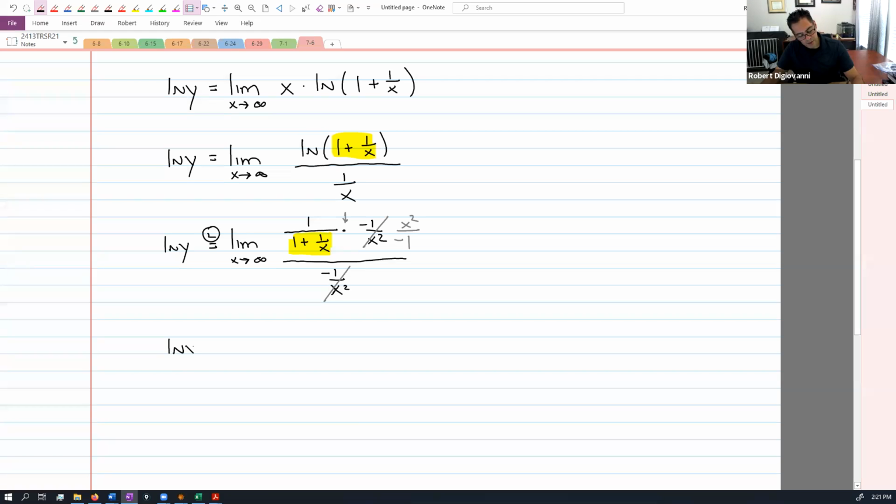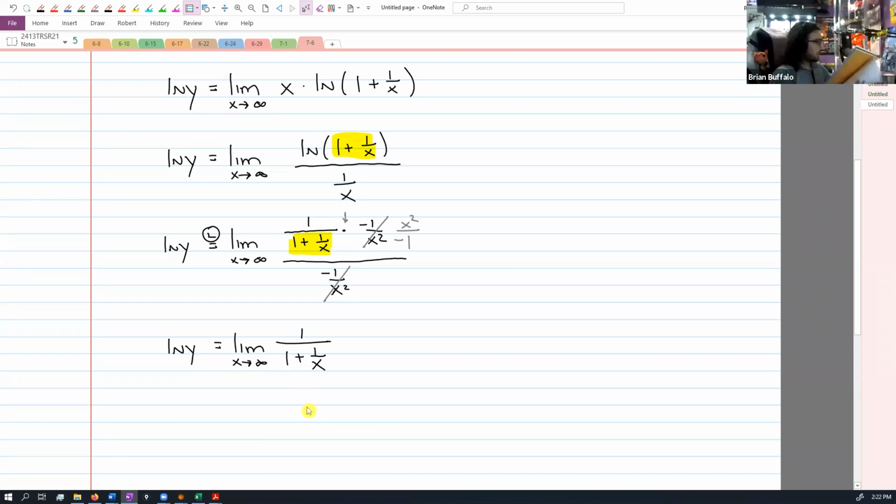If we just go to the next step now, we'll just write what's left. All that's left is 1 over 1 plus 1 over x. Then what do we get here? Well, see, put it equals 0, but I'm not sure. Well, what does 1 over x head to?